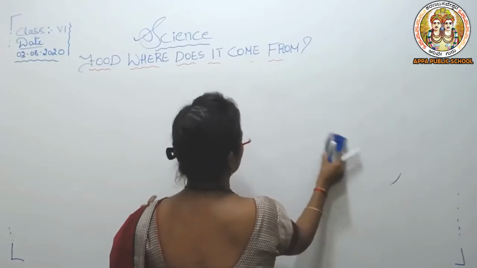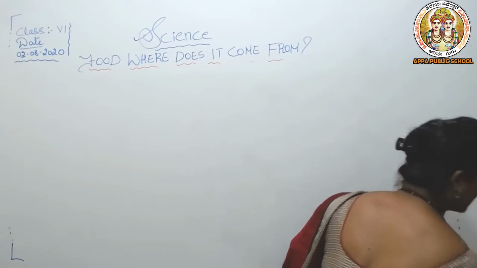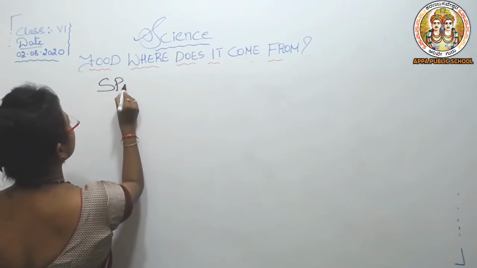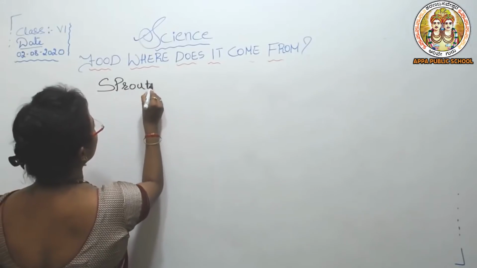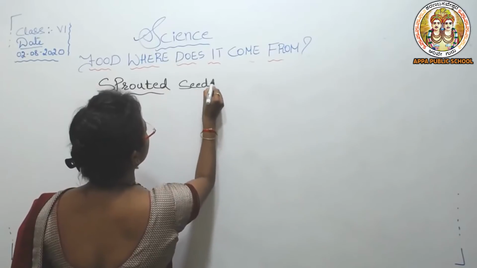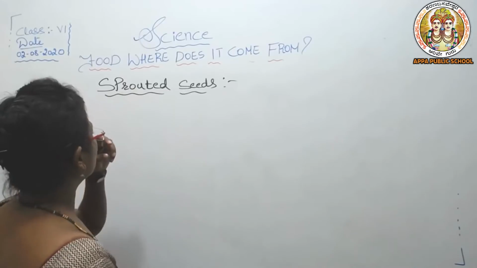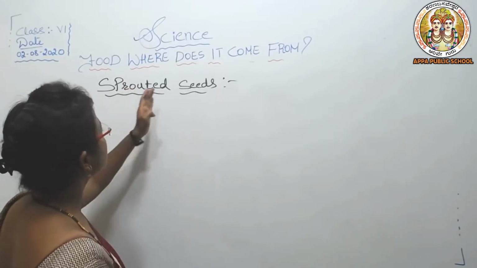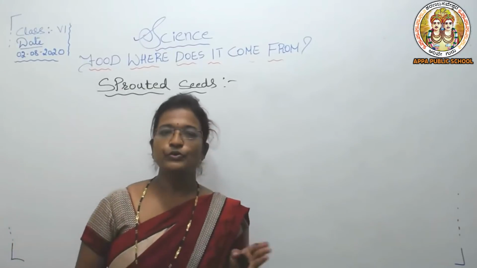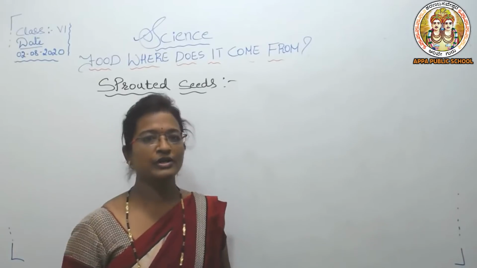So from the plant source, one more activity I want to explain to you, that is regarding sprouted seeds. So what do you mean by sprouted seeds? I'll tell you how to prepare sprouted seeds also. For this, you should take some dry seeds of moong or chana.